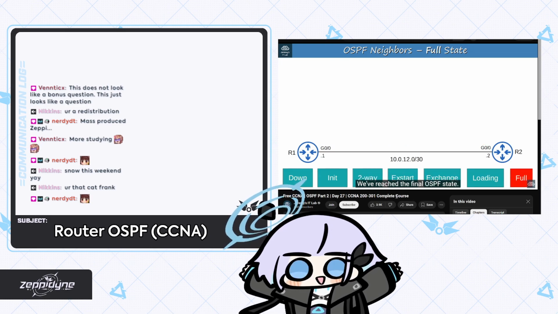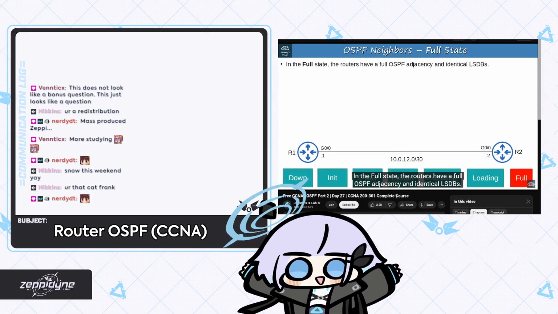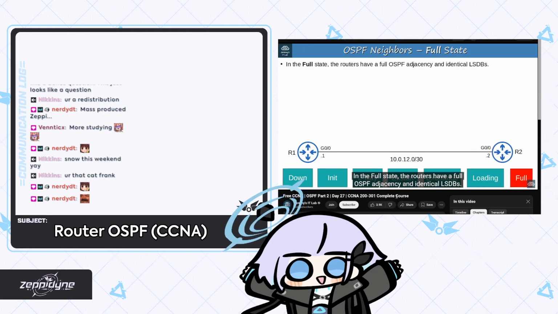We've reached the final OSPF state. In the full state, the routers have a full OSPF adjacency and identical LSDBs.